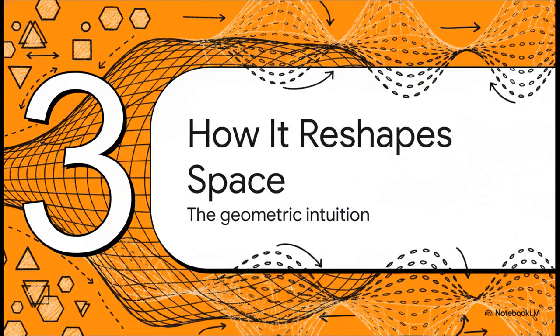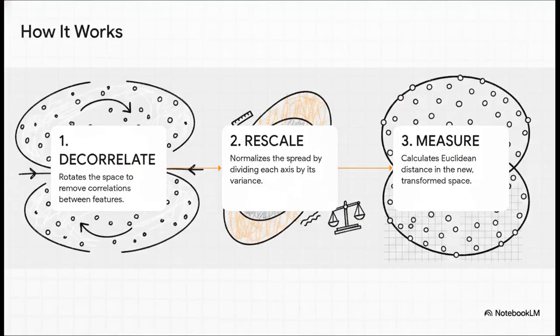Which brings us to section 3. So how does this secret sauce actually work? Let's try to get a feel for the geometry of what this formula is really doing to our data. It's actually a brilliant 3-step process. First, it uses that covariance info to literally rotate the entire data space, which gets rid of the correlation. Then it rescales everything. It squishes the directions that have a lot of spread, and it stretches the ones that are tightly packed, until everything is on an equal footing. And only then, in this new transformed standardized space, does it calculate a simple, good old-fashioned Euclidean distance.